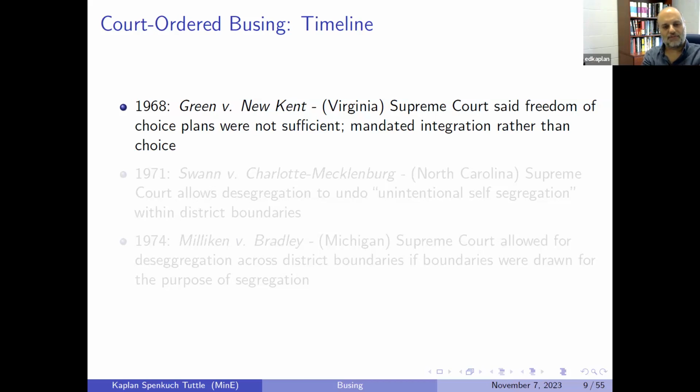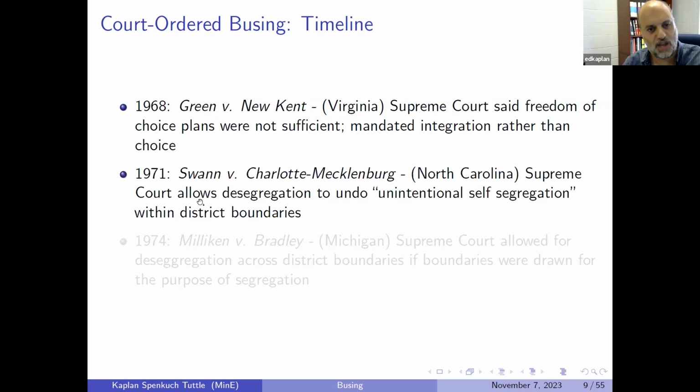And so what a lot of school districts in southern states did is they created what are called choice plans. They allowed whites to choose to go to black schools and blacks to choose to go to white schools. And unsurprisingly, nothing changed. So starting in 1968, they said, look, this is not sufficient, and so sometimes we actually mandate integration rather than just allowing for choice.